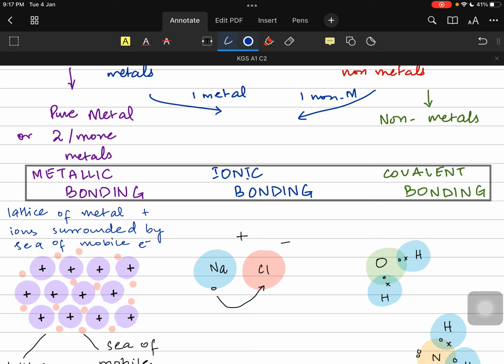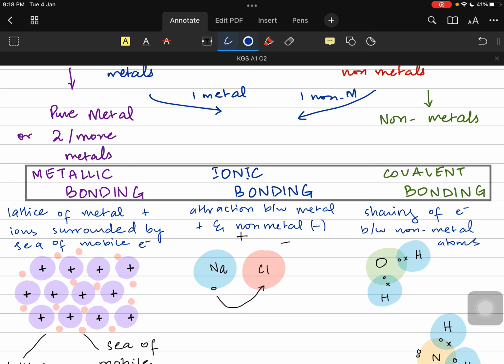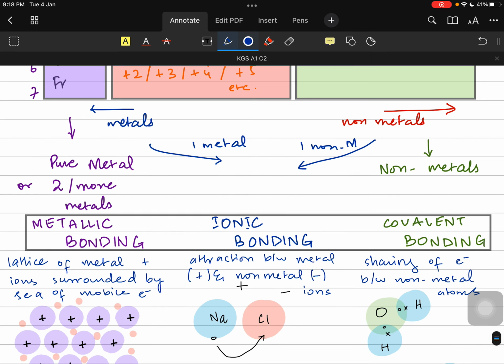In covalent bonding, it is sharing of electrons between non-metal atoms. In ionic bonding, it is attraction between a metal's positive ion and a non-metal's minus ion. So we know the definition of each kind of bonding that happens.